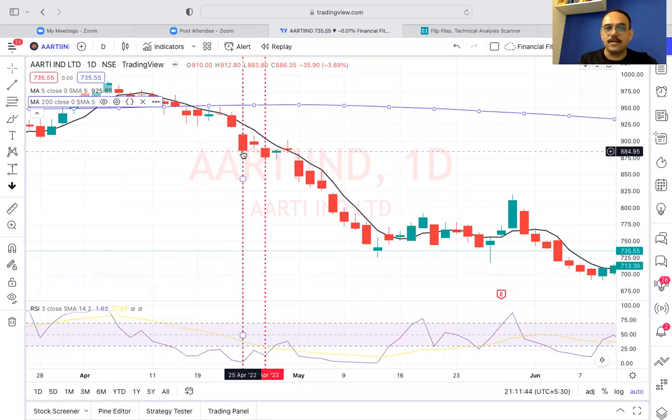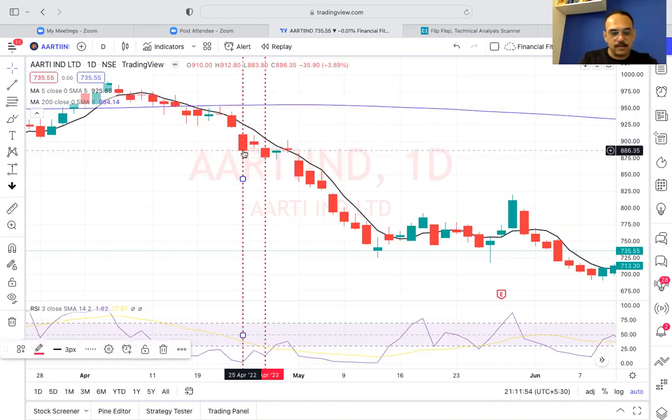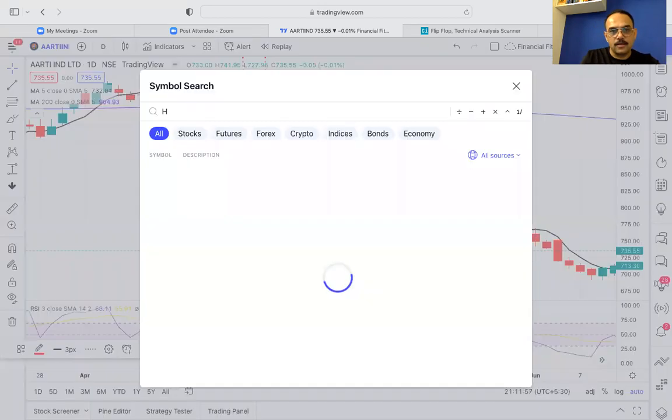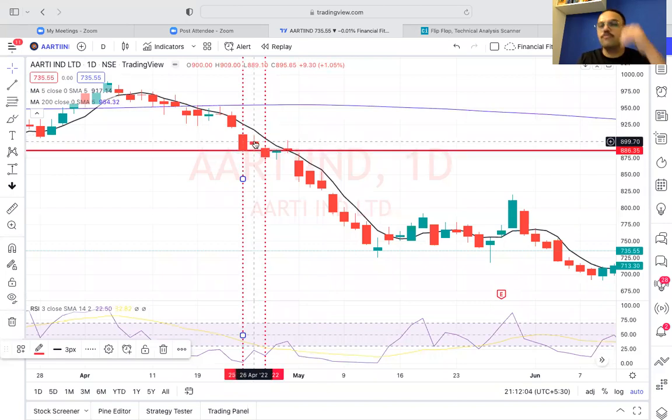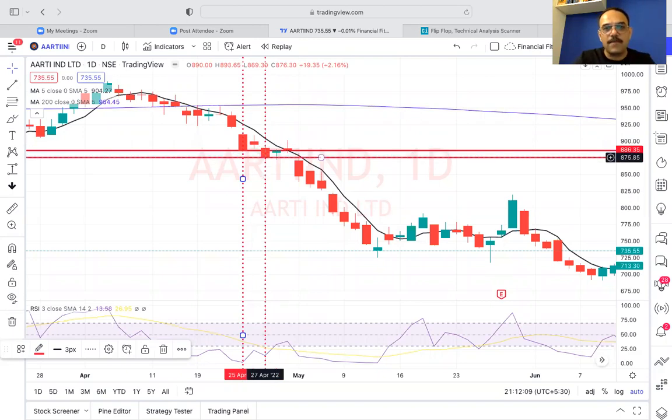You buy here. Next day, second day, this has still gone down. The close has gone down. So this is the first day we buy here. We buy at this price. Then it has gone down, so we don't buy the next day. The third day also, if it is closing down, we buy here and close when it is going above the 5-day moving average. In this case, it is sort of no profit, no loss.